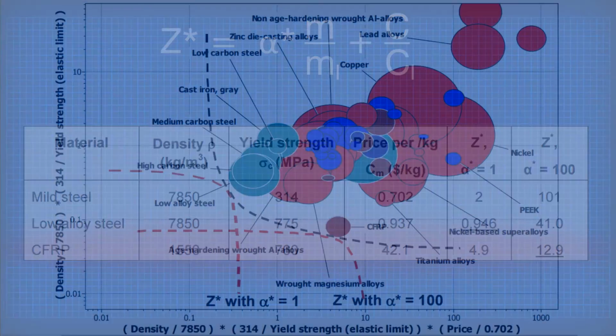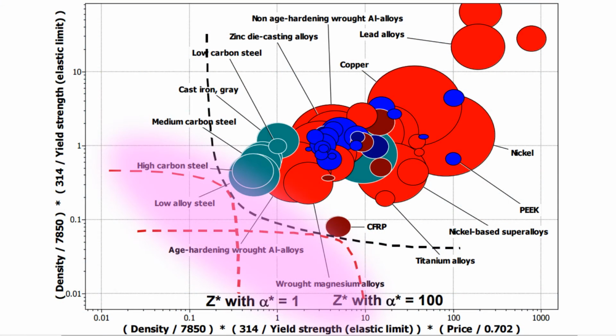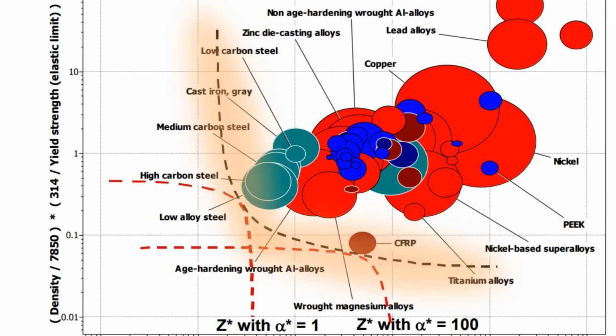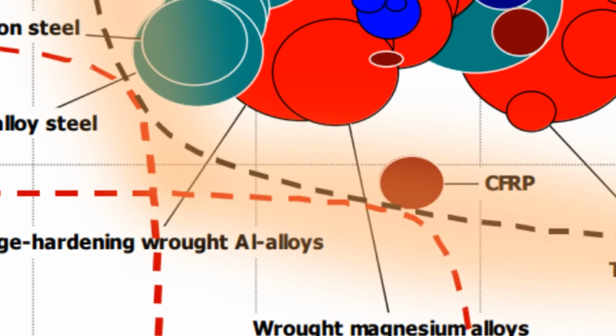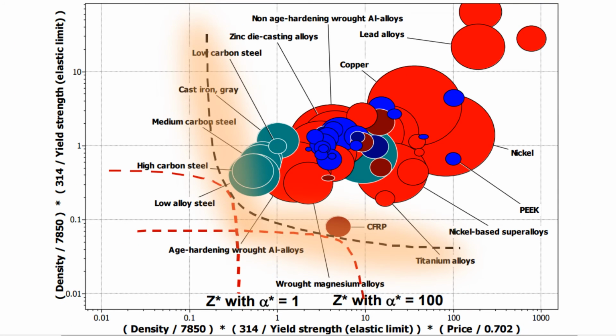We plot both contours of z star on a graph of density over yield strength versus density over yield strength all multiplied by the cost. From these we can infer a trade-off surface. Materials on or near the surface have attractive combinations of mass and cost, several of which are better than the common low-carbon steels. For example, high-carbon steel, low-alloy steel or CFRP.